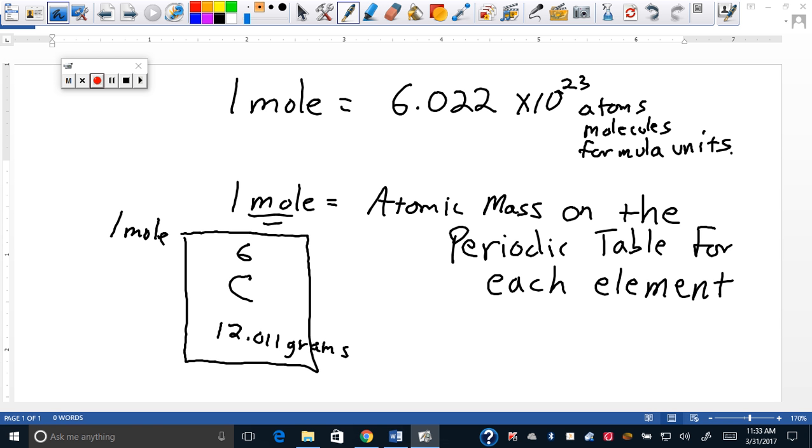Okay? So every time you look at a periodic table, when you look in one of these boxes, it's talking about 1 mole, which is 6.022 times 10 to the 23rd molecules or atoms. And the weight of that is what's on the periodic table.